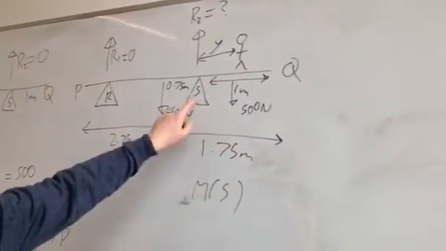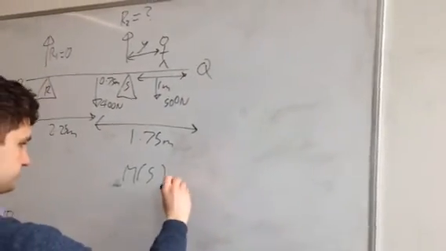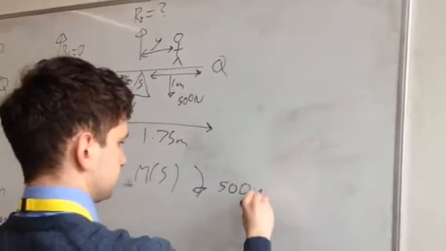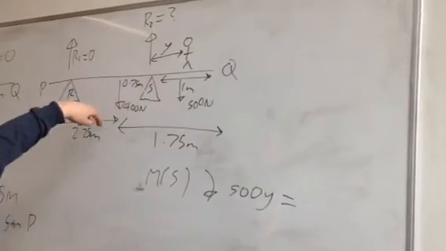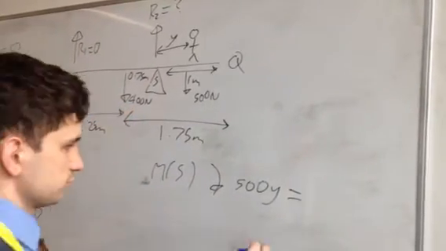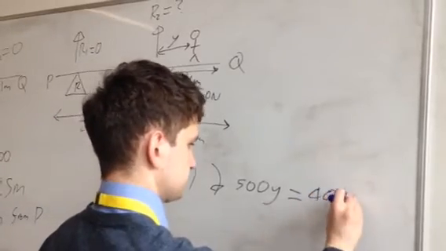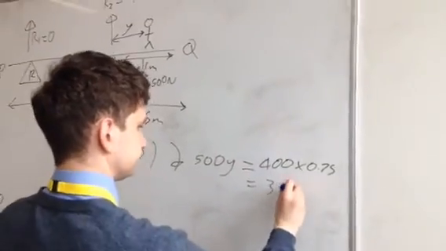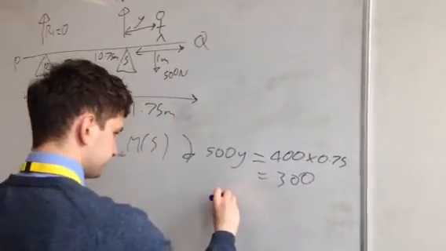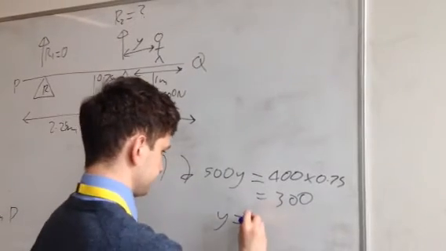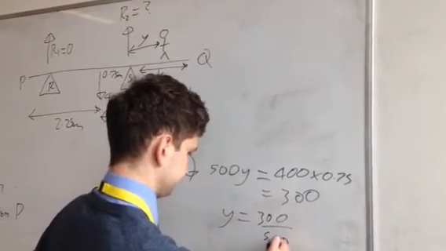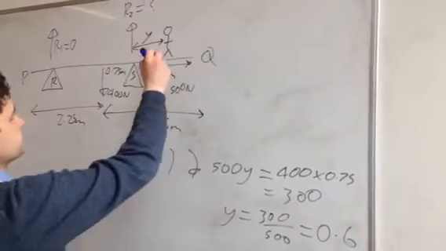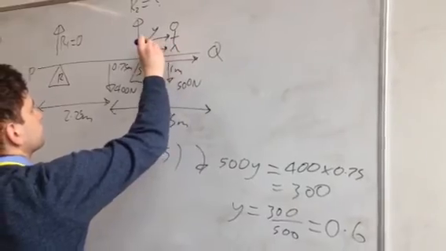So taking moments about S, we have 500 newtons times y is equal to, then take a moment anti-clockwise, 400 times 0.75, which is going to give me 300. Then solving, we're going to get y is equal to 300 over 500, 0.6. So we found out that this distance here is 0.6 metres.